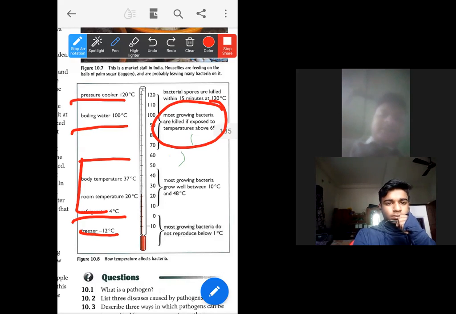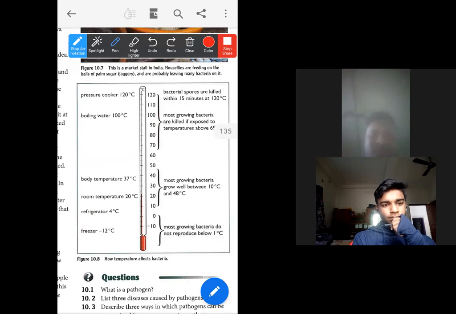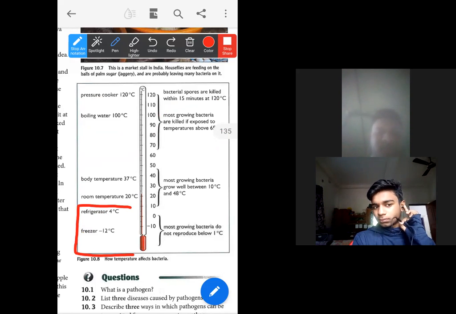Similarly, if we refrigerate the food, then what will happen? Though the bacteria will not be killed, its growth and reproduction will be stopped. It will not grow, it will not reproduce. But the bacteria will not be killed. Is it clear to you?